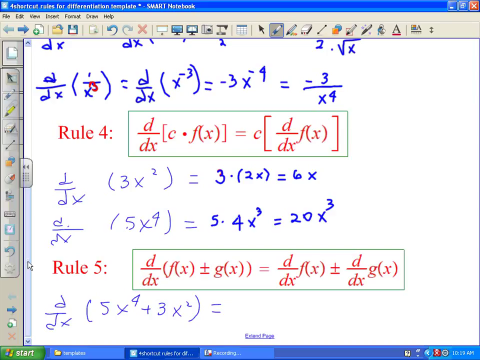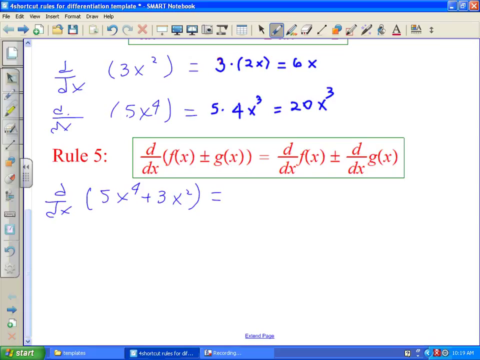So let's write down the answer. Since we have a plus between the expressions, we can go one piece at a time, basically. Differentiate the first piece plus differentiate the second piece. So what will it be? 20x cubed plus 6x, correct? So if you have a plus or minus, you can go term by term.